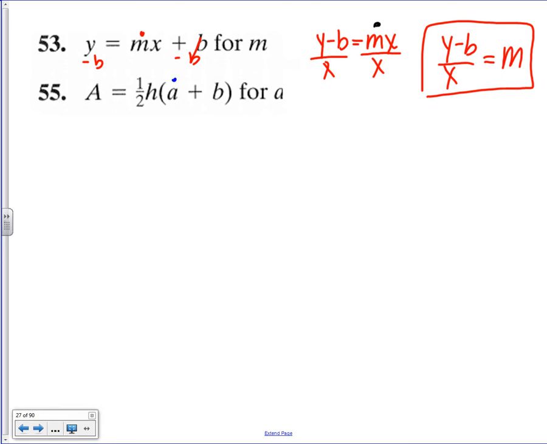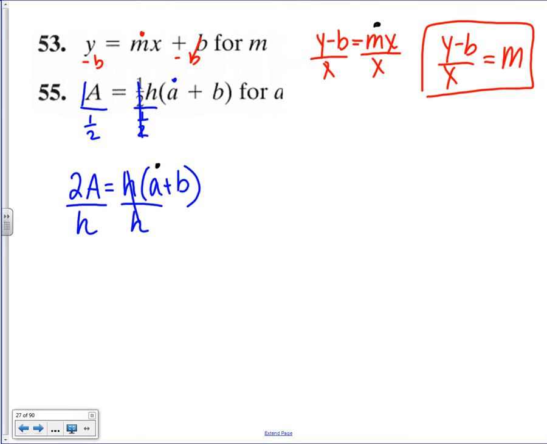So the first thing I got to get rid of is the 1/2. And just like the other problem, we're going to divide by it. There's a 1 in front of that A, so this will end up being 2A equals H times (A plus B). Still trying to solve for A, so let's get rid of the H by dividing. So we now have 2A over H equals A plus B. Notice I took off the parentheses. There's nothing else around it, so we can get rid of the parentheses.